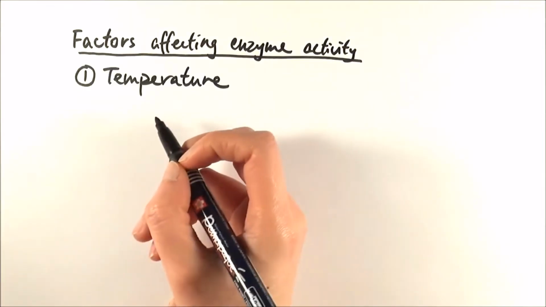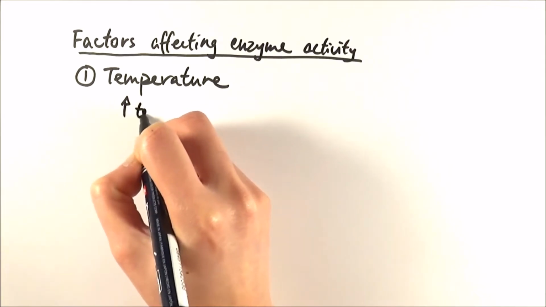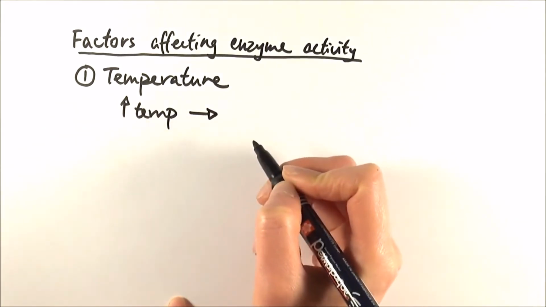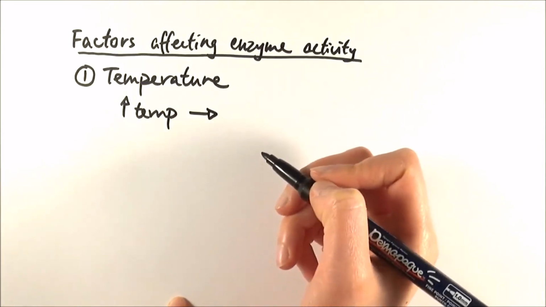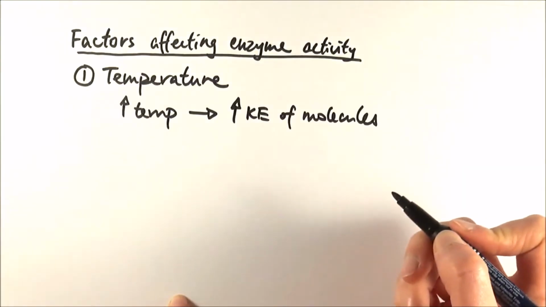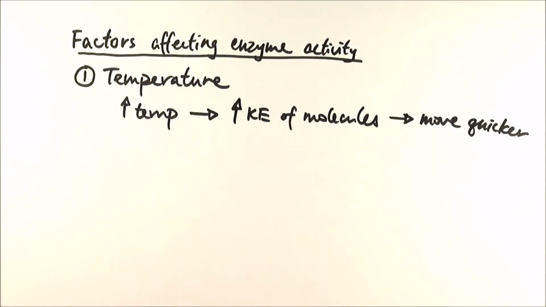So if you increase the temperature, what you're doing is increasing the thermal energy in the environment. What that means is that the molecules, like the enzyme and the substrate, will absorb that thermal energy and convert that into kinetic energy. So the molecules can now move quicker. That means there is a higher chance for the active site of the enzymes and the substrate to collide with one another, and therefore increasing the rates of reaction.